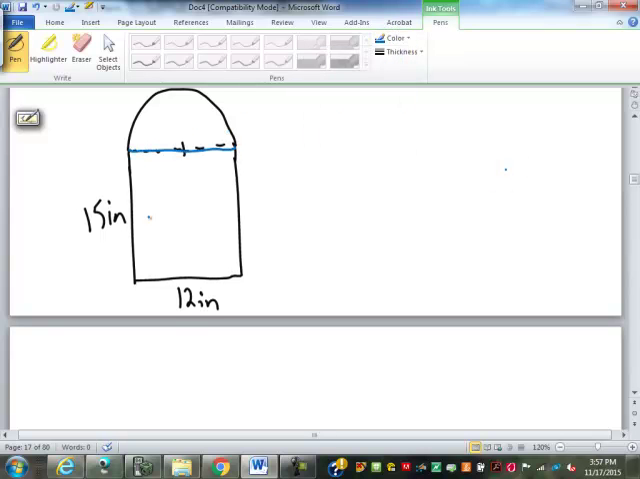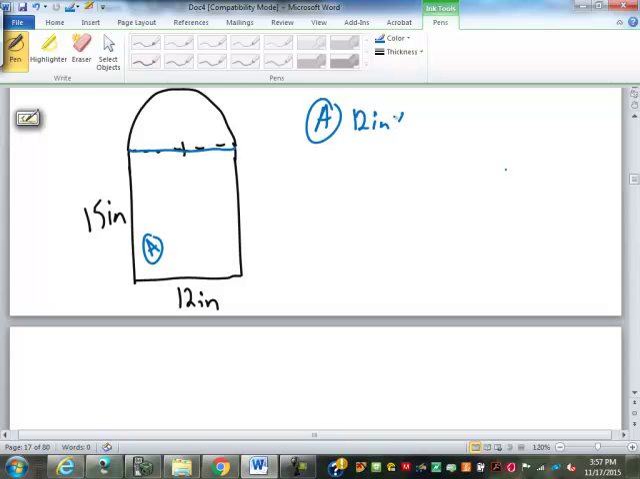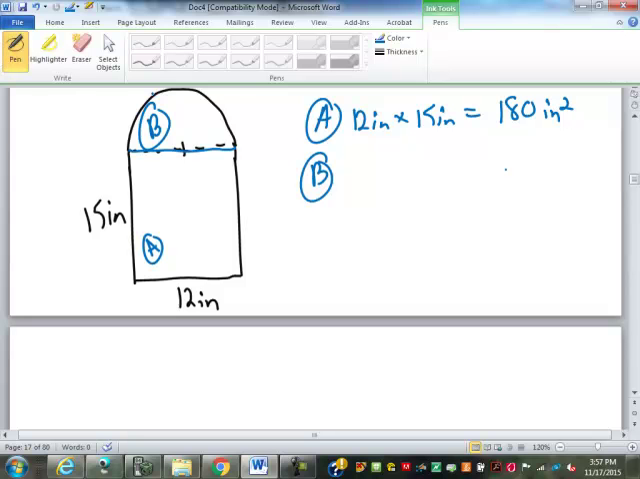So area A here is a rectangle. I find its area by doing what? Length times width. 12 inches by 15 inches, which is 180 inches squared. Area B up here is a half circle. For the area of a circle, first of all, I need to know the radius. What's the radius going to be? 6 inches. Because if this is a rectangle here for piece A, this also has to be 12 inches, which would be the diameter. Half of that would be 6.